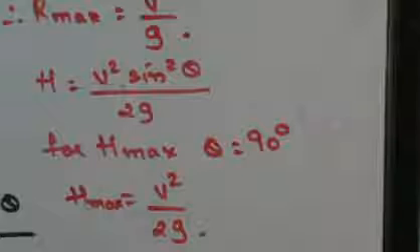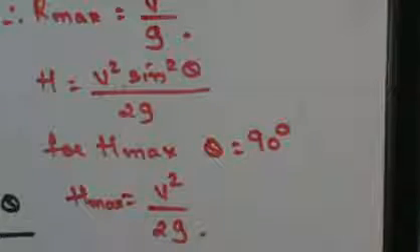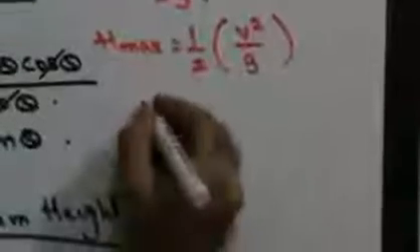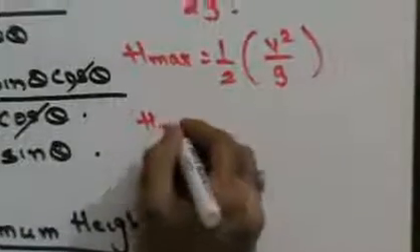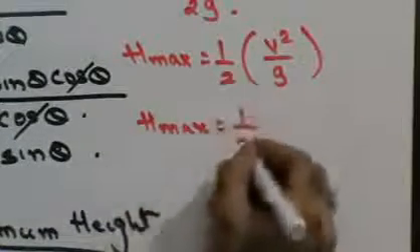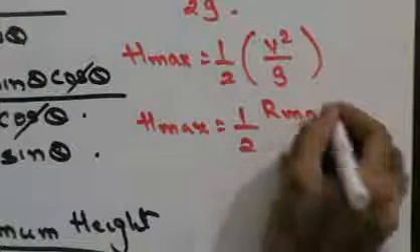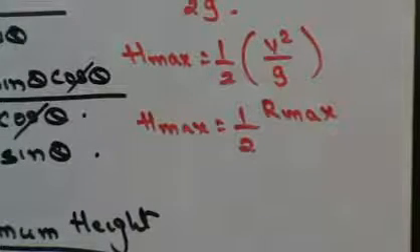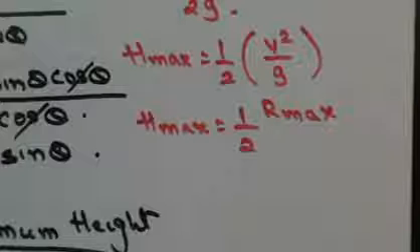So H max is 1 upon 2 into v square by g, but v square by g is R max. Therefore, H max is half of R max. The maximum vertical height that can be covered is half the maximum horizontal distance that can be covered.